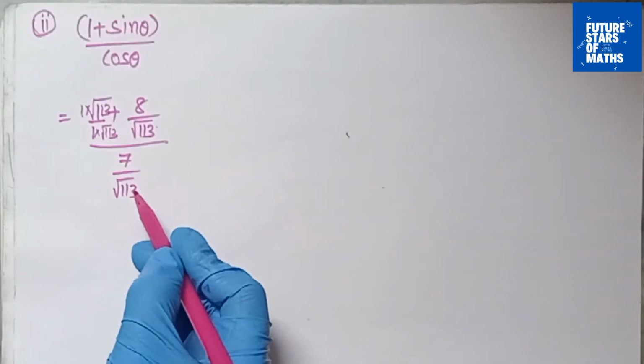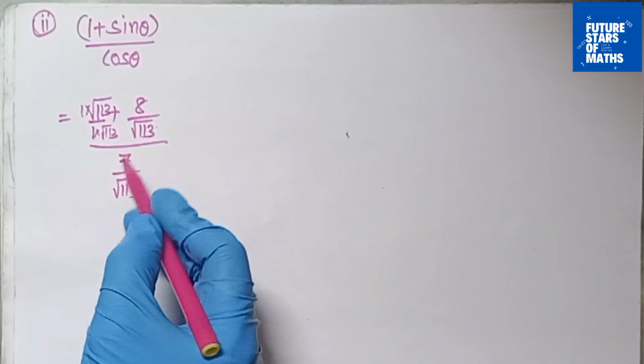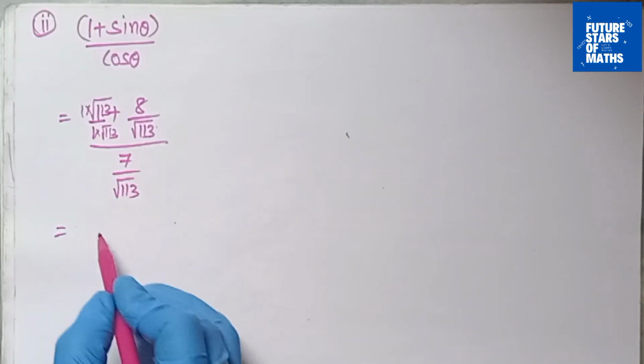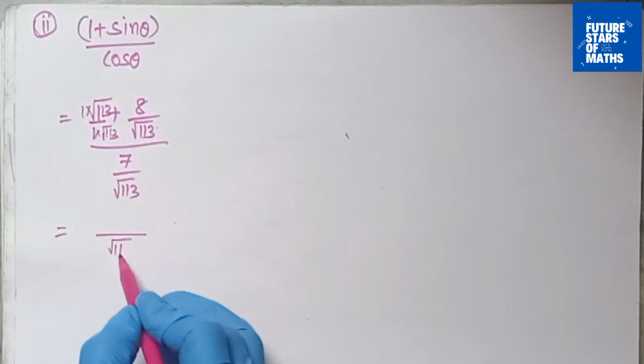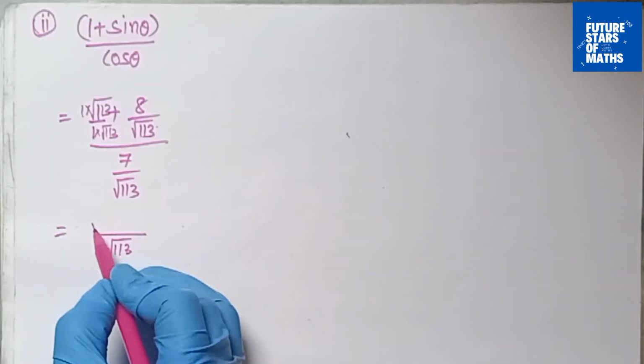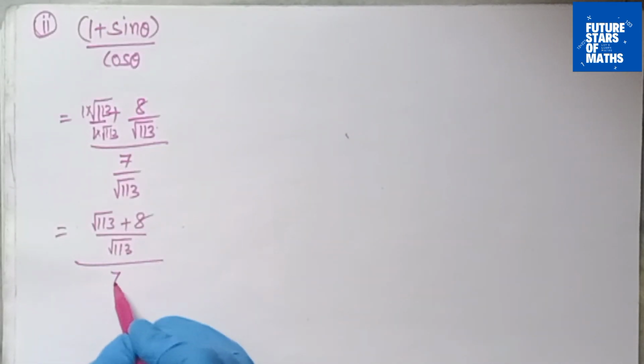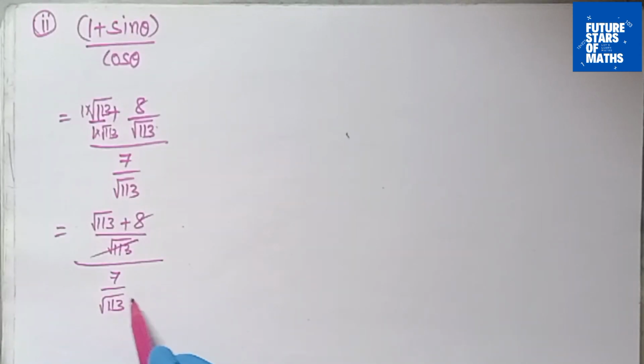Now here we don't have any addition or subtraction, so no need of converting this. Only one fraction is there here. So the LCM for the above numerator is root 113. 1 into root 113 is root 113 plus 8, whole divided by 7 by root 113. Here the second and the fourth one are the same, so we will cancel this. What is remaining? Root 113 plus 8 by 7. Is it clear? Now we will do the next sum.